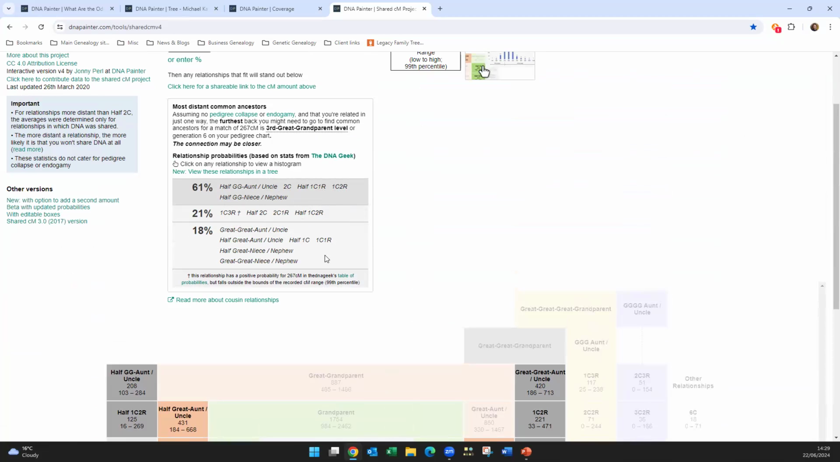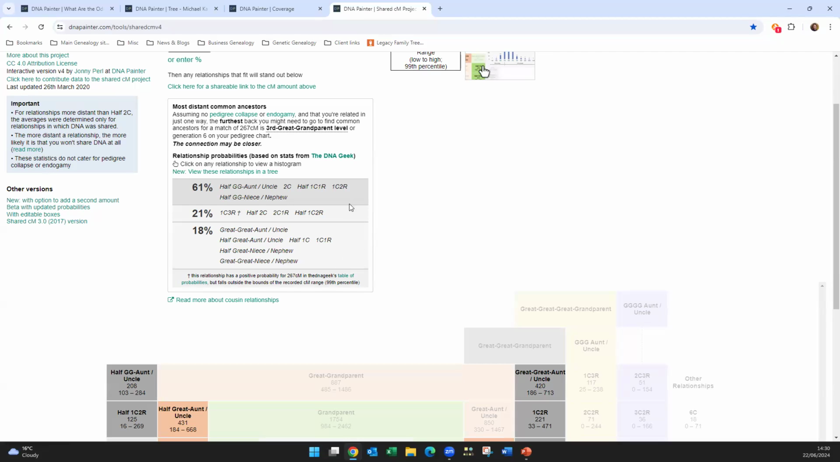And how you narrow this down is by looking at how old each of the people involved here is in the DNA match. Is one of them older than the other? Are they roughly the same age? Then we look at their family trees to try and rule in or out possible relationships.